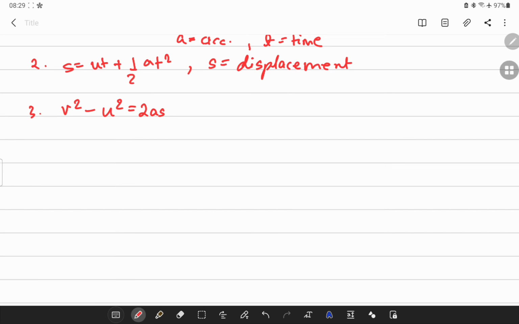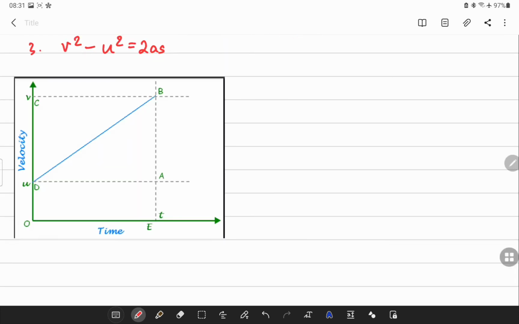So for v is equal to u plus at, give me 1 minute. Okay, so the first equation of motion, v is equal to u plus at. How to represent this? This is a graph I just got from the internet. Like I told you, in a velocity-time graph, (v minus u) upon t is acceleration.